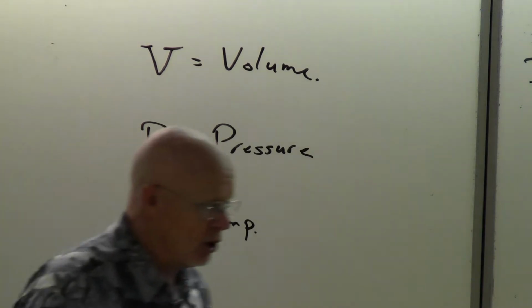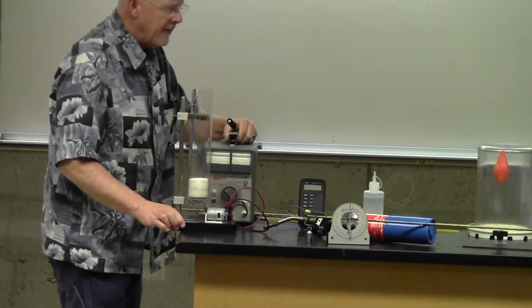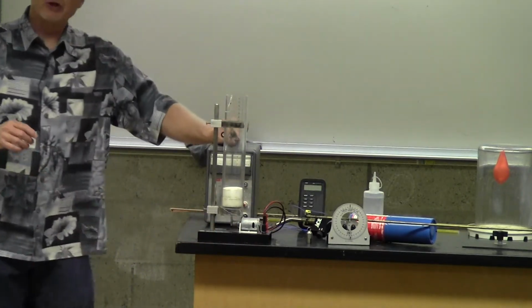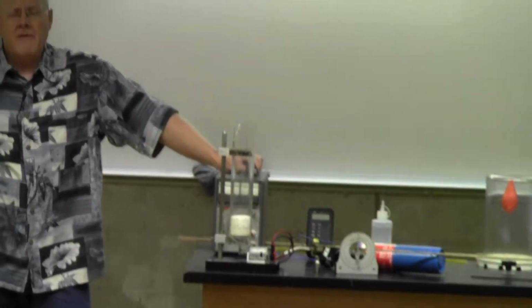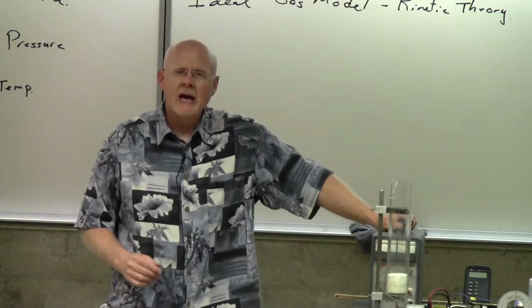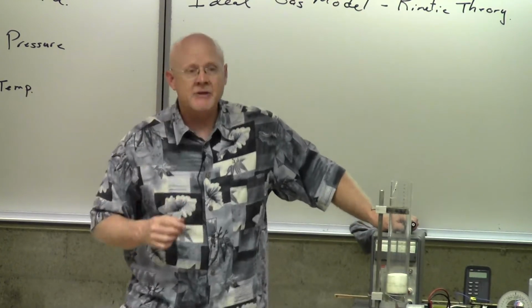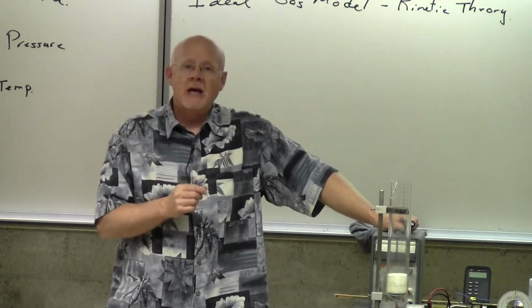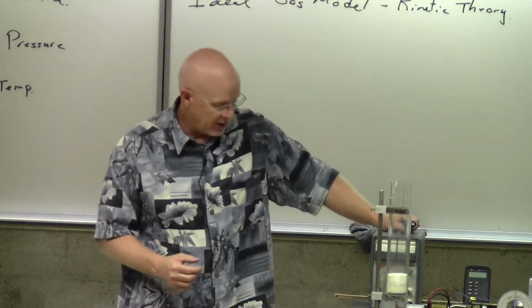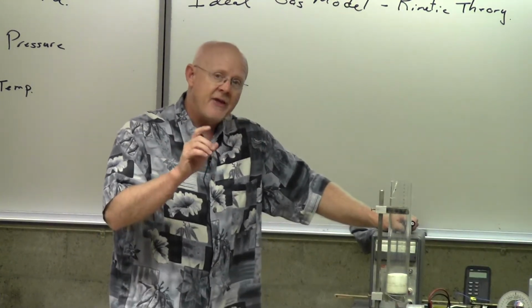In fact, I thought this would be a good time to show you a couple of little experiments that gave scientists the first clue to the kinetic theory, that materials were actually made out of little tiny things, which we call atoms, and that they jiggle around. And when you warm them up, they jiggle faster. And when you cool them down, they jiggle slower.